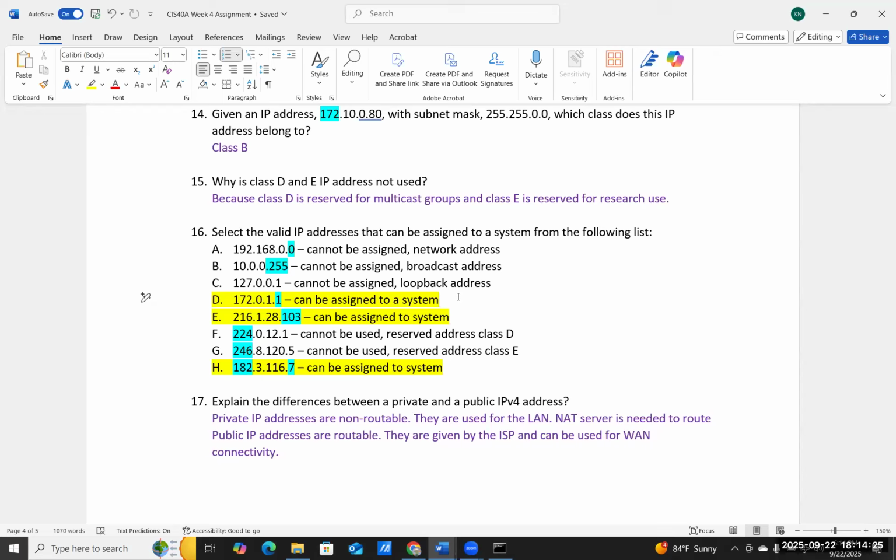And subsequently for E, same thing. You look at the last octet where I highlighted in teal or blue, whatever. So the 103 is not a 0 and it's not a 255, and it doesn't represent a loopback. So it can be given to a system.